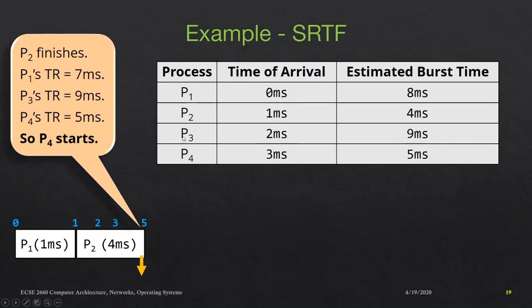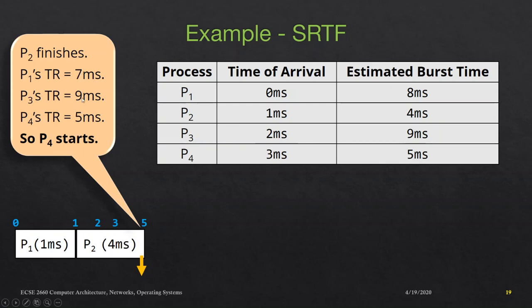Now we have a few remaining processes to complete. P1 is remaining, P3 is remaining, P4 is remaining. So what is going to happen at 5 milliseconds? P2 already finished. P1 time remaining was at 7 milliseconds. P3's time remaining was 9 milliseconds. We didn't get to work on P3 at all. P4's time remaining is 5 milliseconds. We didn't work on P4 at all.